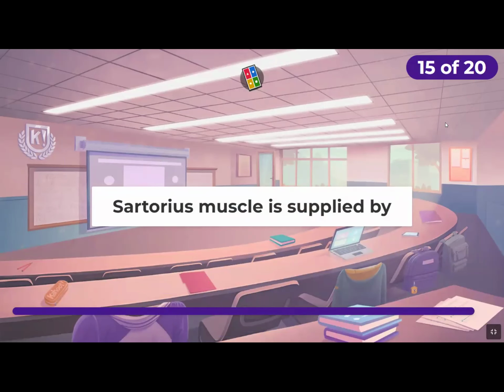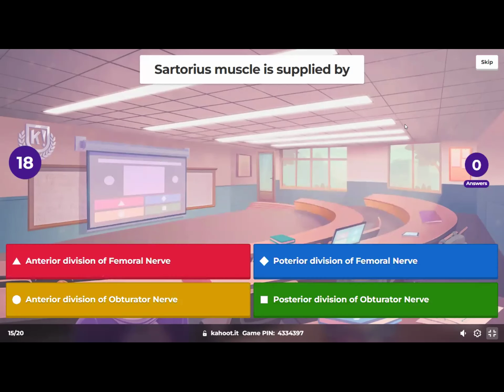Same simple one. Sartorius muscle is supplied by.